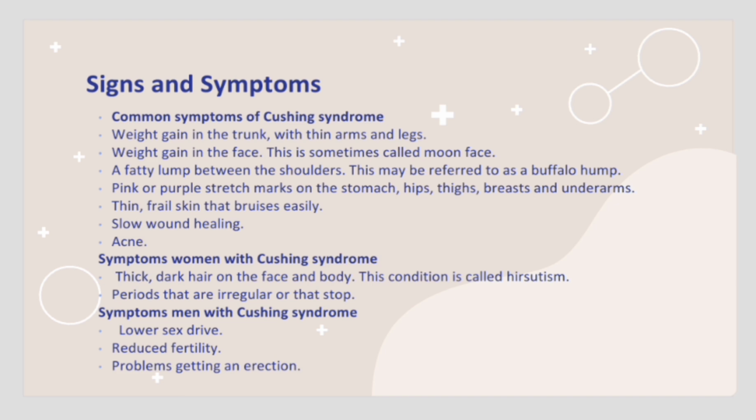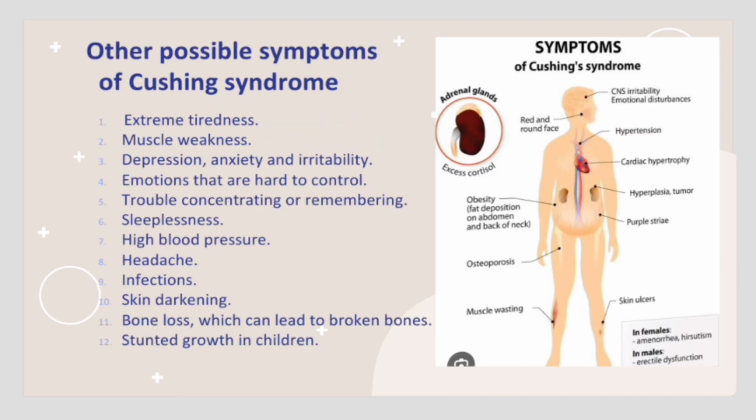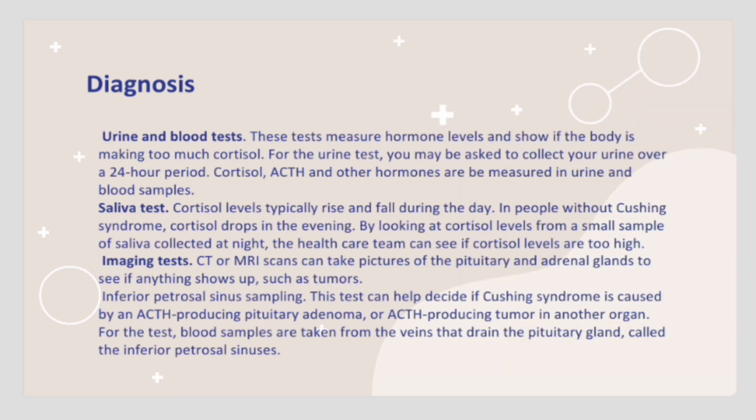Coming to the women's symptoms, thick dark hair on the face and the body. This condition is called hirsutism. And irregular periods. Coming to the men's symptoms, lower sex drive, reduced fertility, problems getting an erection. Some of the possible symptoms are sleeplessness, high blood pressure, headache, infection, skin darkness, loss of bone strength, stunted growth in children, extreme tenderness.